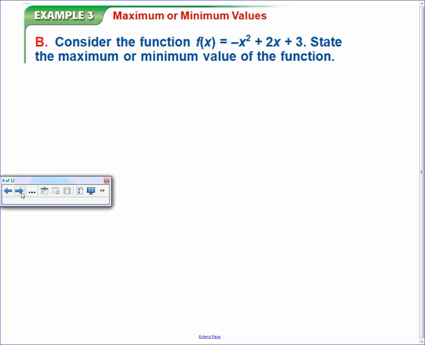Looking at this one, same type of situation. Since that's a negative, it's going to open downwards like that. It's going to have a maximum.